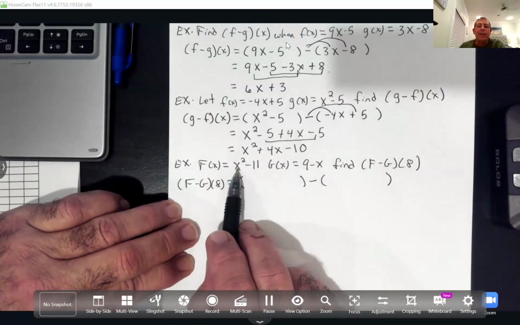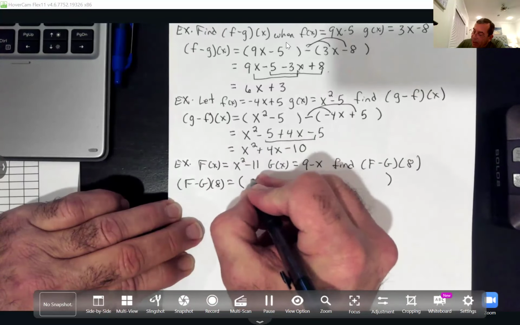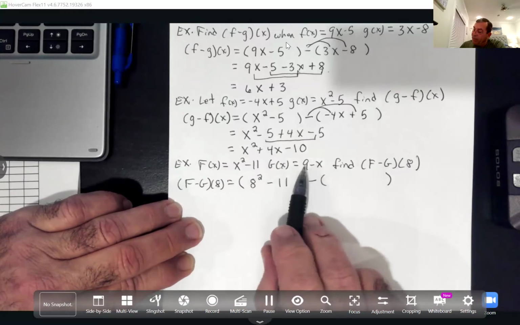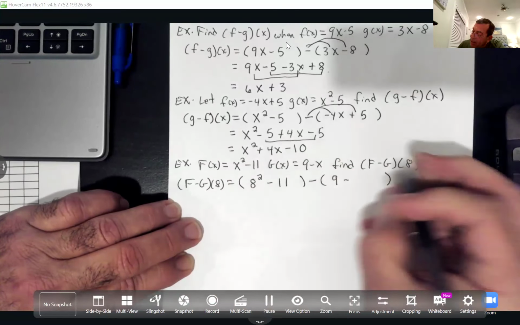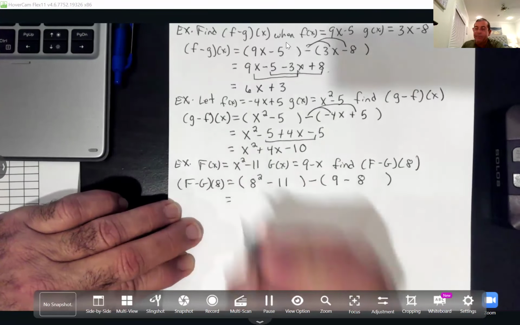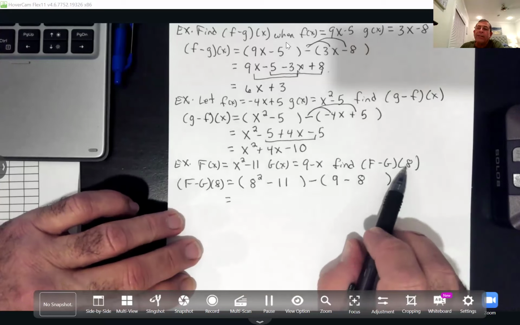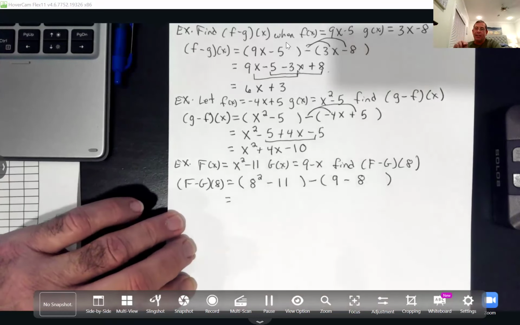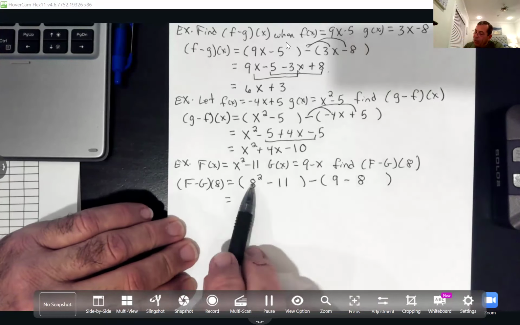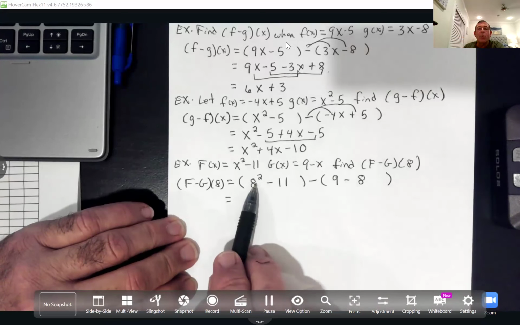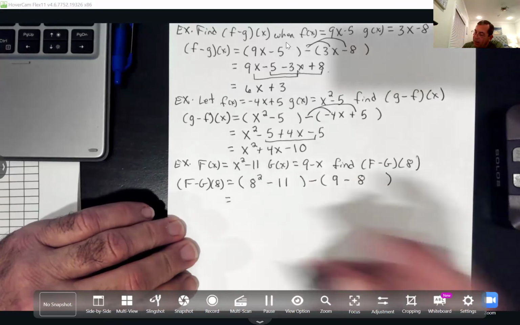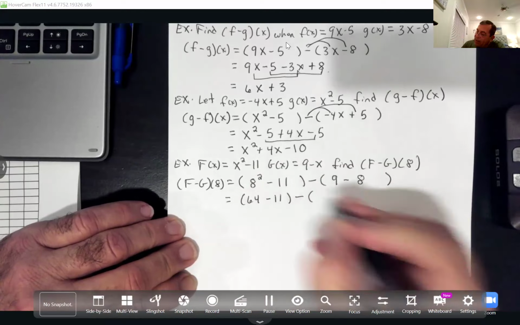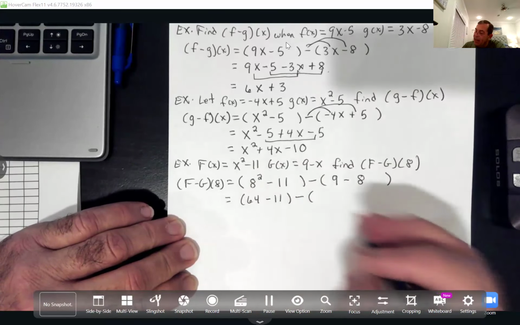So this will actually be f of 8, which will be 8 squared minus 11. And this will be g of 8, which will be 9 minus 8. So different ways to let you know that this number is going into every x that you see, okay? All right, y'all. So here, 8 squared is what, 8 times 8. That's like what, 64 minus 11 minus this parentheses. Well, 9 minus 8 is just a 1.